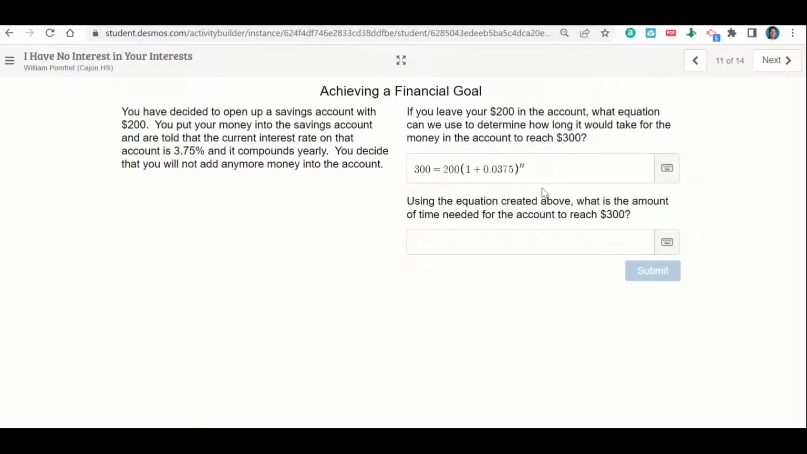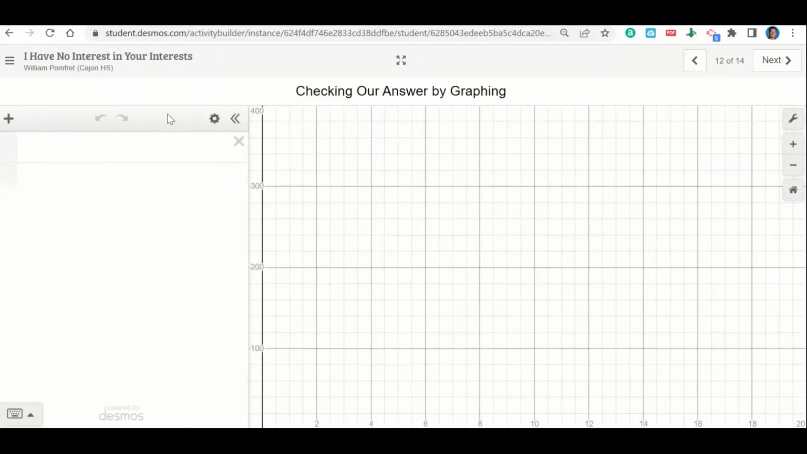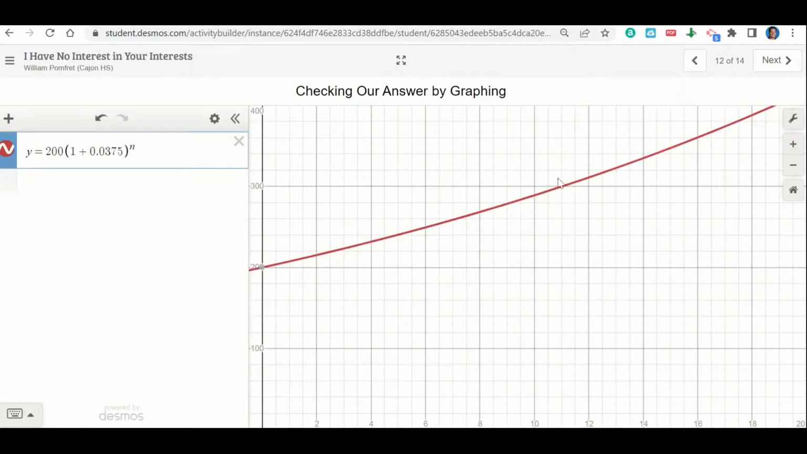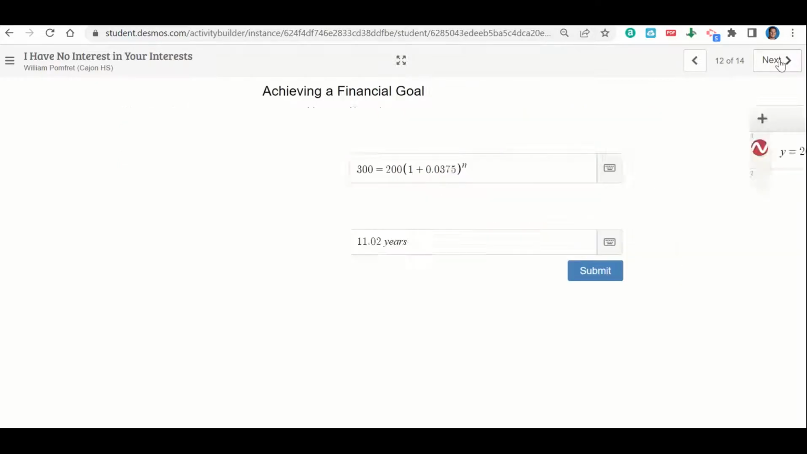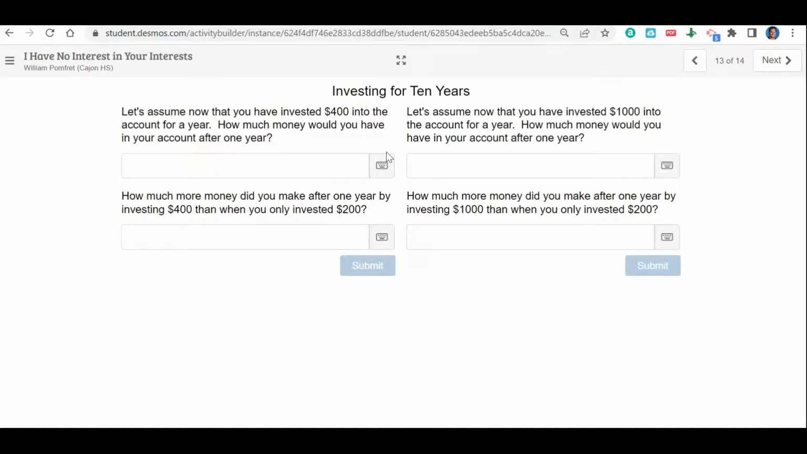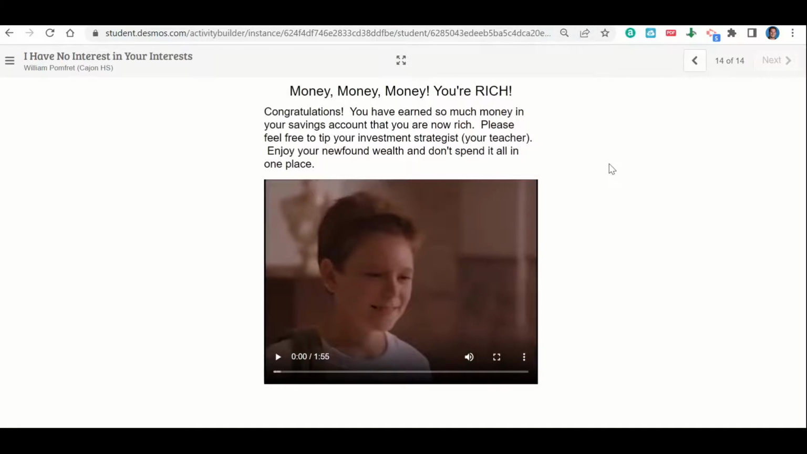And even if you don't want to use a calculator, we can always just enter it in this way. So we can copy this and paste it in. We're going to change this back to being y. And notice now, when we get to $300, which is here, it takes about 11.02 years. So we'll go ahead and go back and put that in. So it's 11.02 years. And then we'll go ahead and click Next. And now we're just going to answer a few questions. And then we'll go ahead and click Next again. There's a video here that says you're rich, you made it, you got rich off of your money. Now once you've gotten to here and you've watched the video.